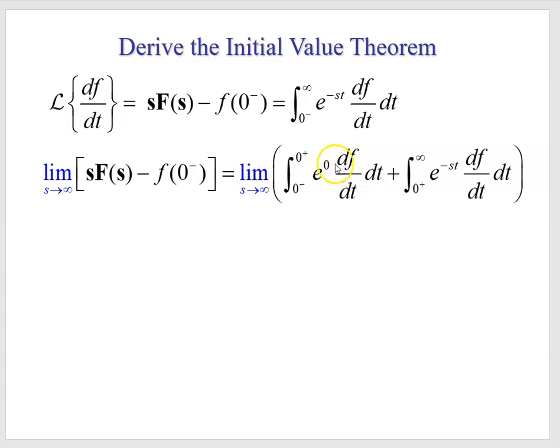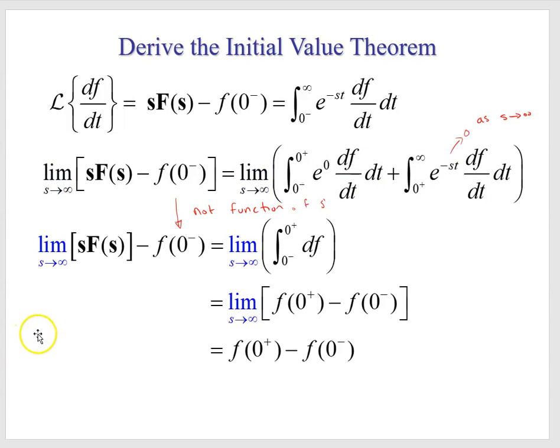So that's going to give us f of 0 there, and then we have this portion of the function here. But if we look at this portion of the function, we're taking the limit as s goes to infinity, and as s goes to infinity, this term is just going to go to 0, as time is going from infinity to 0. So this whole term just goes to 0, and all we have here is the limit as s goes to infinity of our integral from 0 minus to 0 plus, which is just f of 0 plus minus f of 0 minus. So that's what we get on the right hand side of our equation.